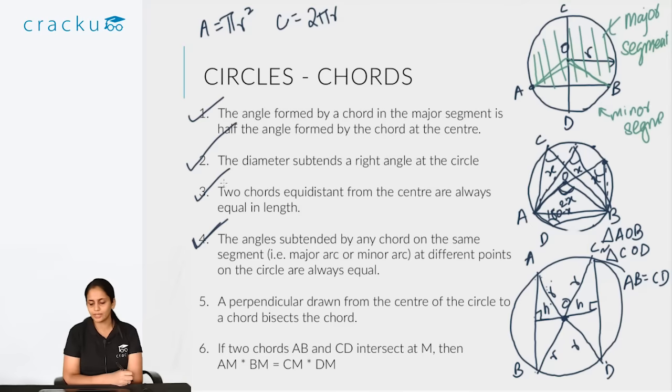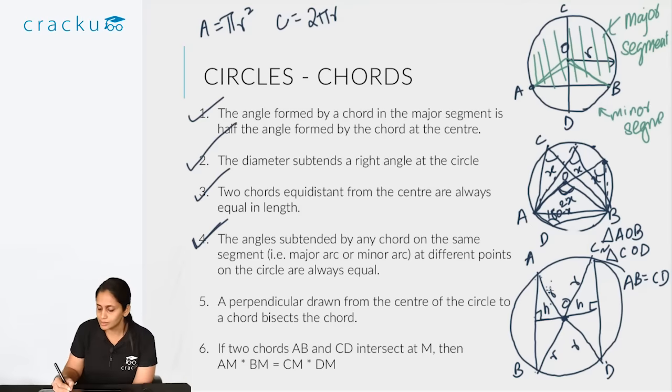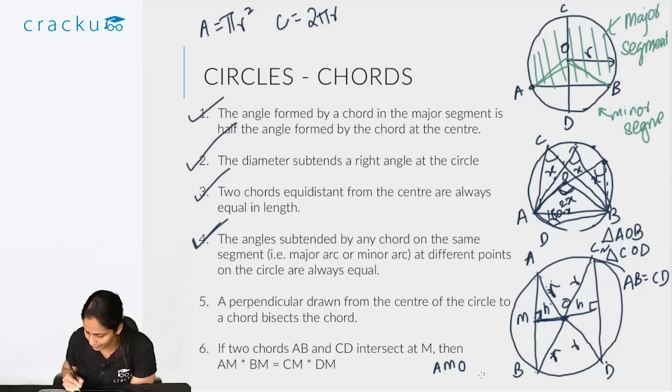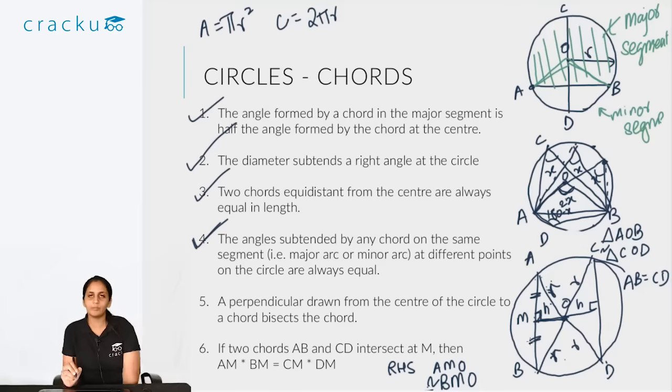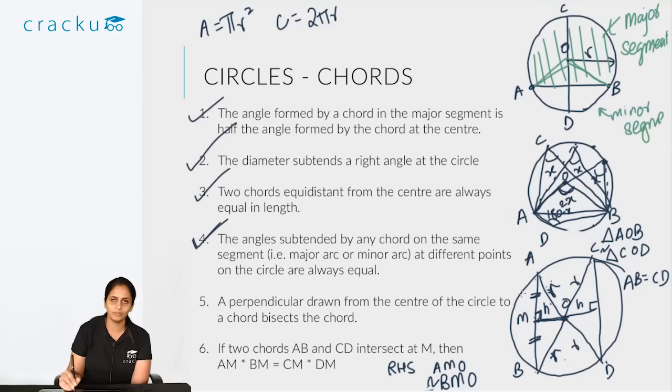Also something that we can infer from the congruency of triangles concept is this. As I drew, this is R, this is R, and suppose this is the perpendicular from O to chord AB. Suppose this is M, so the triangles AMO and BMO: for both of these triangles, one side is R, the other side is H. So from the RHS test of congruency, I can say that AMO is congruent to triangle BMO. So this length should be equal to this length. Therefore, any perpendicular drawn from the center of the circle to a chord will also bisect the chord.